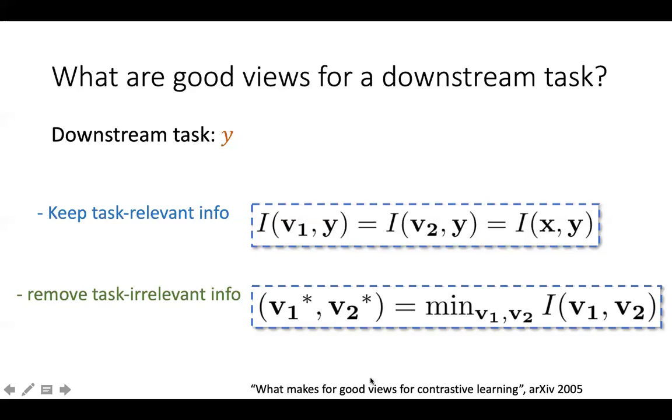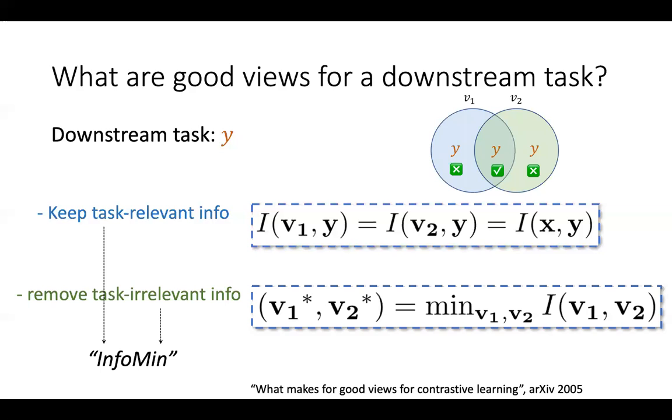That is to say, you want the mutual information between V1 and V2 to be minimized. So you want to remove all of the irrelevant information. From the information perspective, this is what we call the InfoMin principle. It means you want to construct those two views such that the mutual information is only about your downstream task Y.